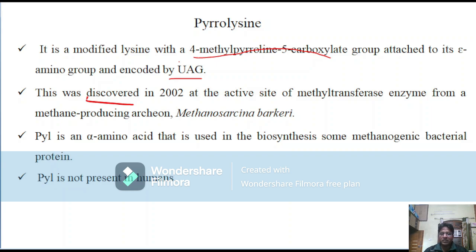Pyrrolysine was discovered in 2002 from some methanogenic bacteria, bacteria that produce methane. An example is Methanosarcina barkeri, and it is found at the active site of the methyltransferase enzyme. It was first identified from this enzyme's active site, and it is used in the biosynthesis of some methanogenic bacterial proteins. It is found that pyrrolysine is not present in humans.